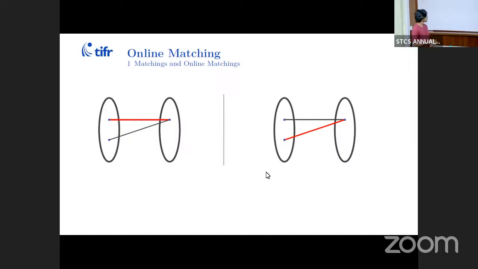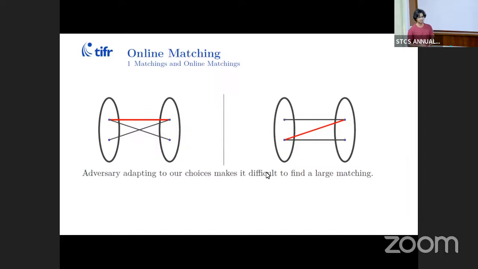Now notice that the adversary will provide the next vertex and the next edge, but he may adapt to our choice and provide the next edge in such a manner that we cannot improve our matching further. In this case, we would have a matching of size 1, whereas the optimal matching would be size 2 in both cases. So what we have seen now is that if the adversary adapts, we cannot do better than half of the optimum size matching.